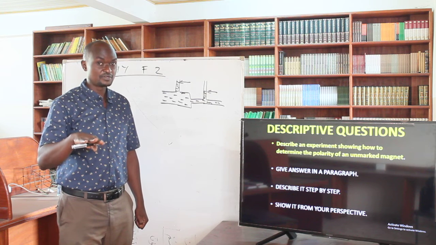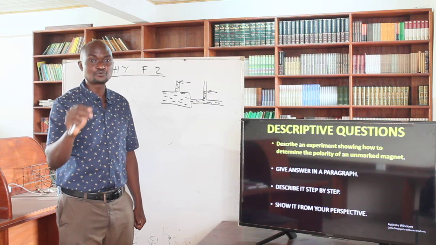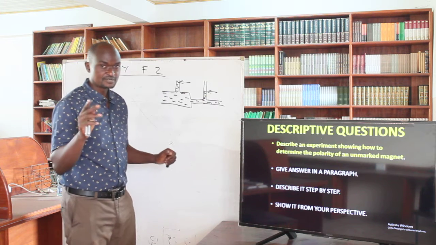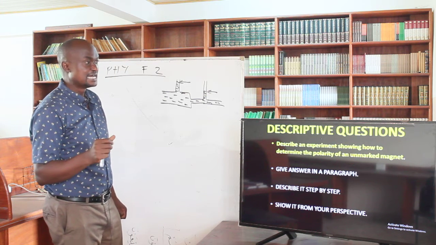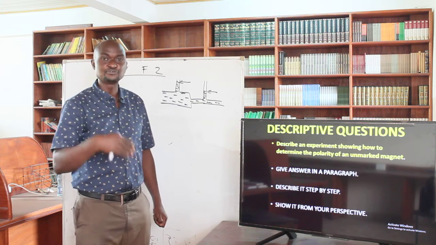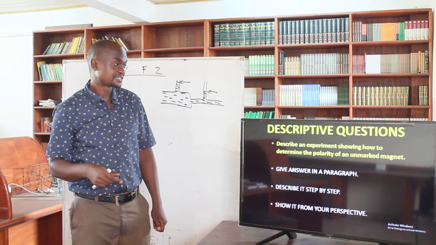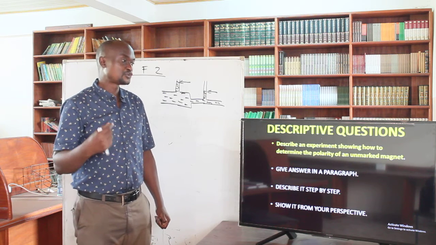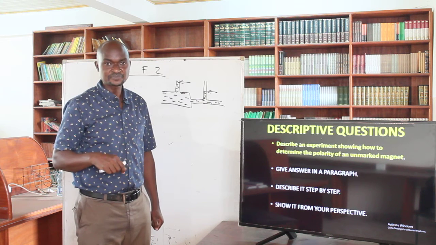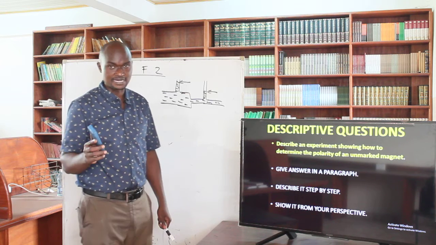It will help with a descriptive question if you can draw a diagram, because a diagram means you use fewer words to describe. But if you don't use a diagram, you have to use a lot of words, which is still okay. But a diagram will be very nice. If you are asked to illustrate, illustration means you're describing, but you must have a diagram or a flow chart or something like that. So for example, this question: describe an experiment showing how to determine the polarity of an unmarked magnet.